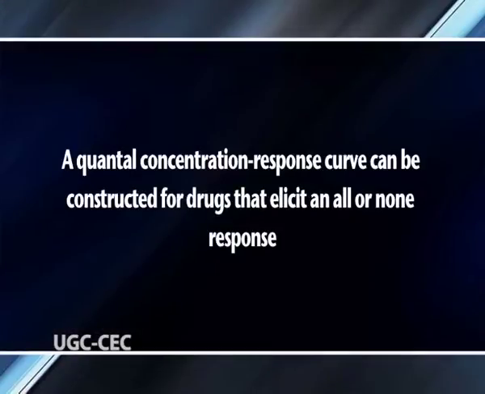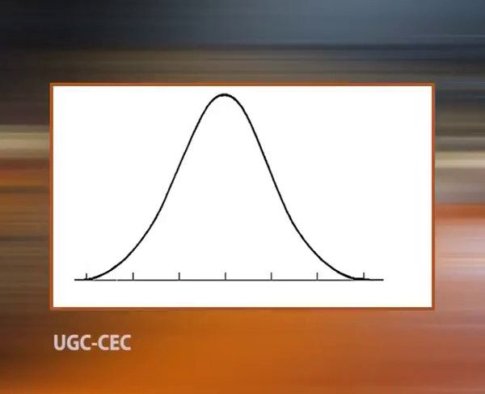A quantal concentration response curve can be constructed for drugs that elicit an all or none response, for example, presence or absence of convulsions. For most drugs, the doses required to produce a specified quantal effect in a population are not normally distributed, so that the frequency distribution of responses plotted against a log dose is a Gaussian normal distribution curve. The percentage of the population requiring a particular dose to exhibit the effect can be determined from this curve. When these data are plotted as a cumulative frequency distribution, a sigmoidal dose response curve is generated.